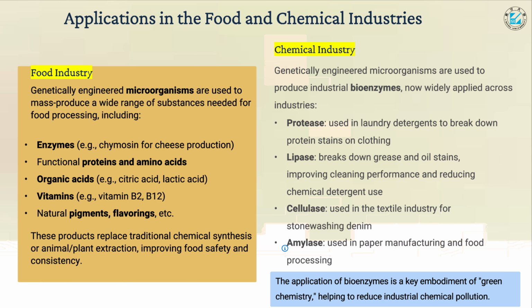Genetic engineering is also important in the chemical industry. Engineered microorganisms can produce enzymes such as protease, lipase, cellulase, and amylase. Protease helps break down protein stains in laundry detergent. Lipase helps remove oil. Cellulase can be used in textile processing. Amylase can be used in food processing and paper manufacturing.